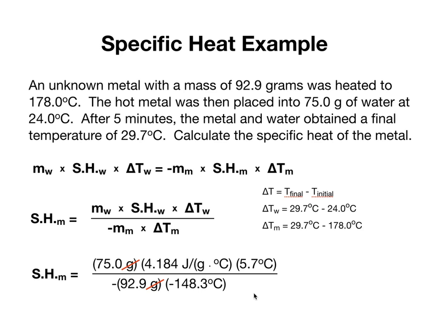If we go through and cancel the units, the grams are going to cancel, the degrees Celsius are going to cancel, and look what we end up with: units of joules over grams times degrees Celsius. And what we get for this particular answer for the specific heat of the metal is 0.13 joules per gram per degree Celsius.